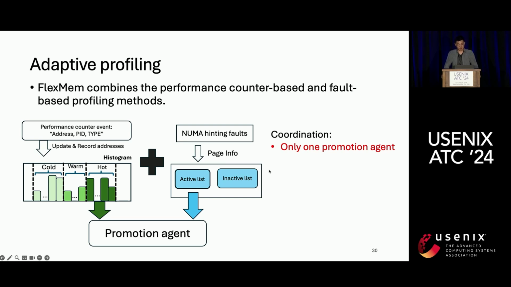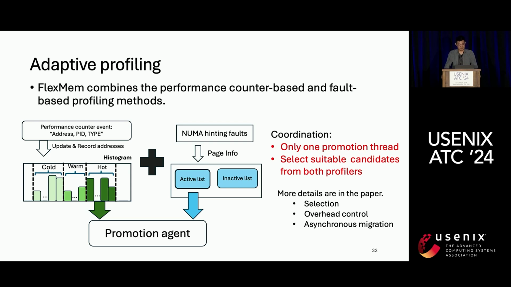FlexMem will disable all the independent promotion functions of the two profiling methods and only maintain one promotion agent. This promotion agent will select suitable candidates from both profilers. There are more details in the paper about how to select the promotion candidate, how to control the overhead, and also asynchronous migration.